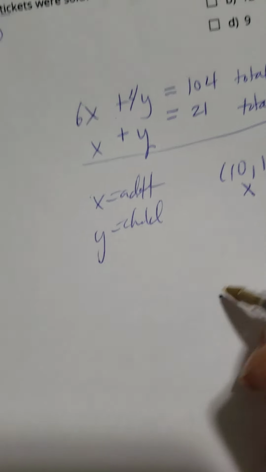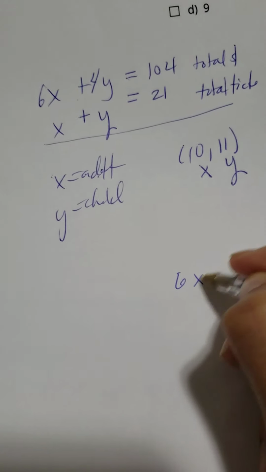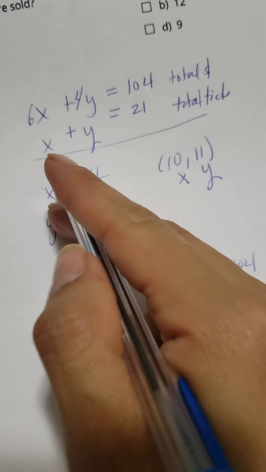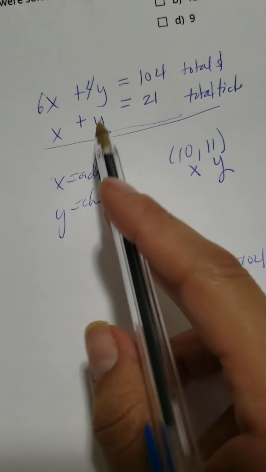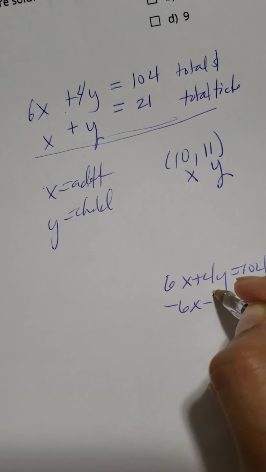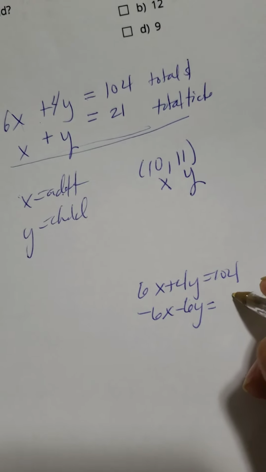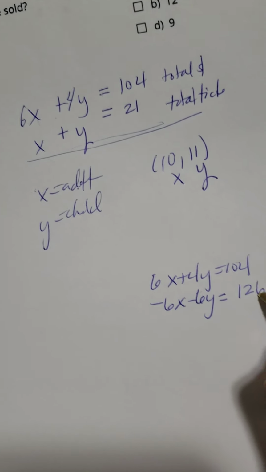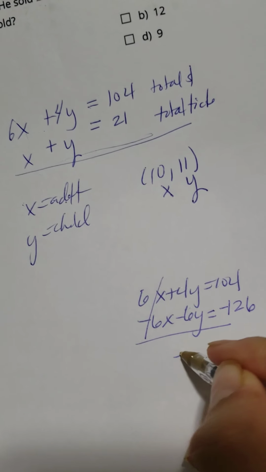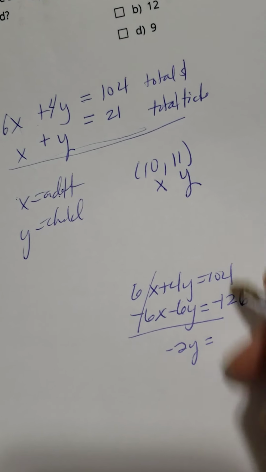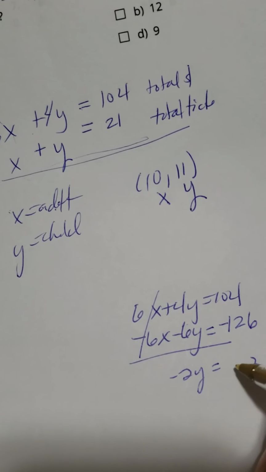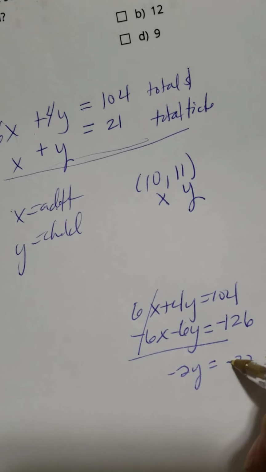We could have done elimination or substitution. I'm just going to do elimination because I think it's easier. So I would multiply this second equation by a -6 so that these would cancel out. So that would be -6x minus 6y equals negative 126. So this would cancel out. This would give me a -2y equals, and these would be subtracted, so that would be -22.